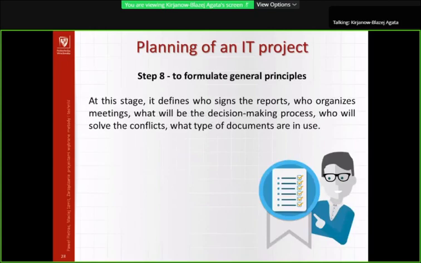Next step, to formulate general principles. At this stage, it defines who signs the reports, who organizes meetings, what will be the decision-making process, who will solve the conflicts, and what type of documents are in use. In carrying out all these steps, the project team gets the information needed to create a detailed project plan.